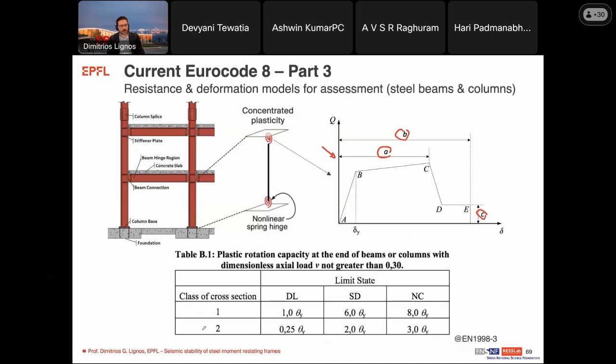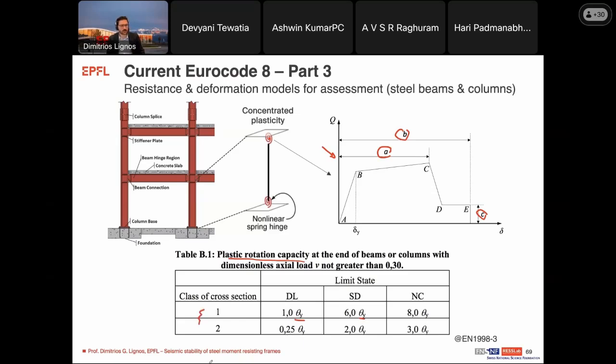Now, the existing Eurocode 8 Part 3 had a very simplified way of doing this, where, for instance, here you see that my plastic rotation capacity for beams or columns is simply expressed as a function of the yield rotation and nothing else.